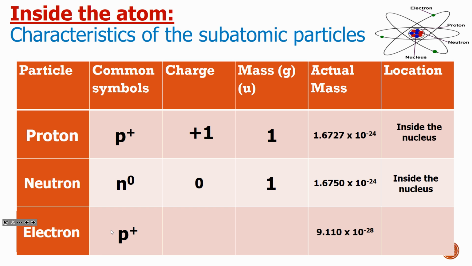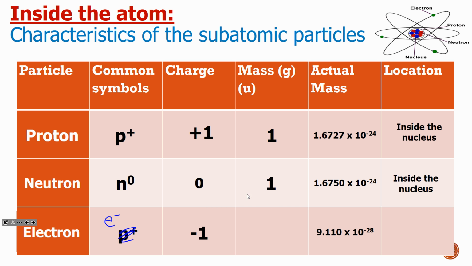So an electron, whoops, that should not be a P plus, that should be an E minus. Let's fix that really quickly. It should be E with a minus, lowercase e. All right, going forward, it has a -1 charge.